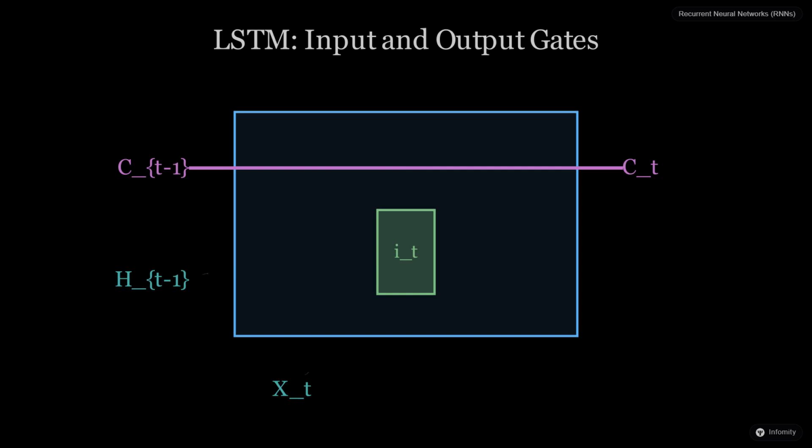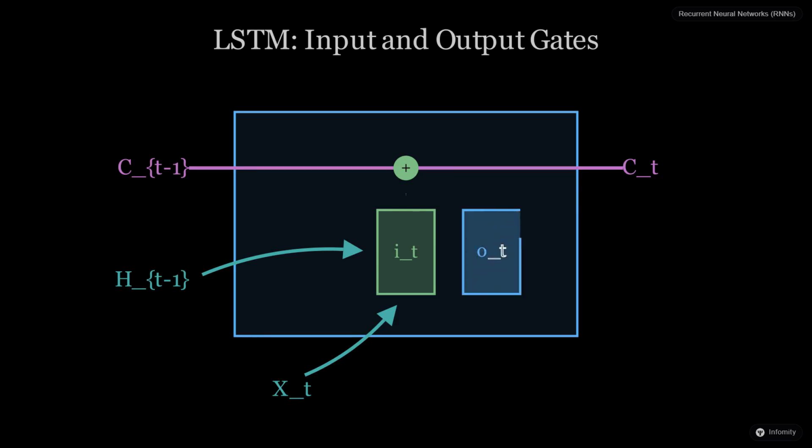Beyond forgetting, LSTMs also have an input gate and an output gate to manage their memory. The input gate is responsible for deciding what new information from the current input is relevant to store in the cell state. It works in two parts. First, a sigmoid layer decides which values to update, and second, a tanh layer creates a vector of new candidate values. These two are then combined to update the cell state. Finally, the output gate determines what part of the cell state should be exposed as the new hidden state for the next time step. This means the LSTM can store a lot of information in its cell state, but only pass on the most relevant summary as its hidden state.